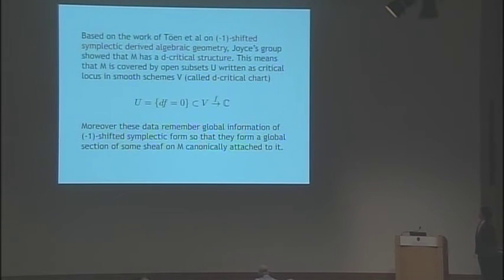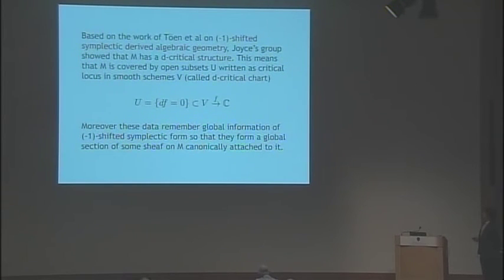So yes, it's a bit technical notion, but the existence of such a D-critical structure implies that the moduli space M is covered by some open subsets U, which are written as the critical locus in some smooth scheme V. And this chart is called a D-critical chart. So locally, the moduli space looks like a critical locus of some function on some smooth scheme. And also the existence of the global shifted symplectic structure remembers how to glue these charts.